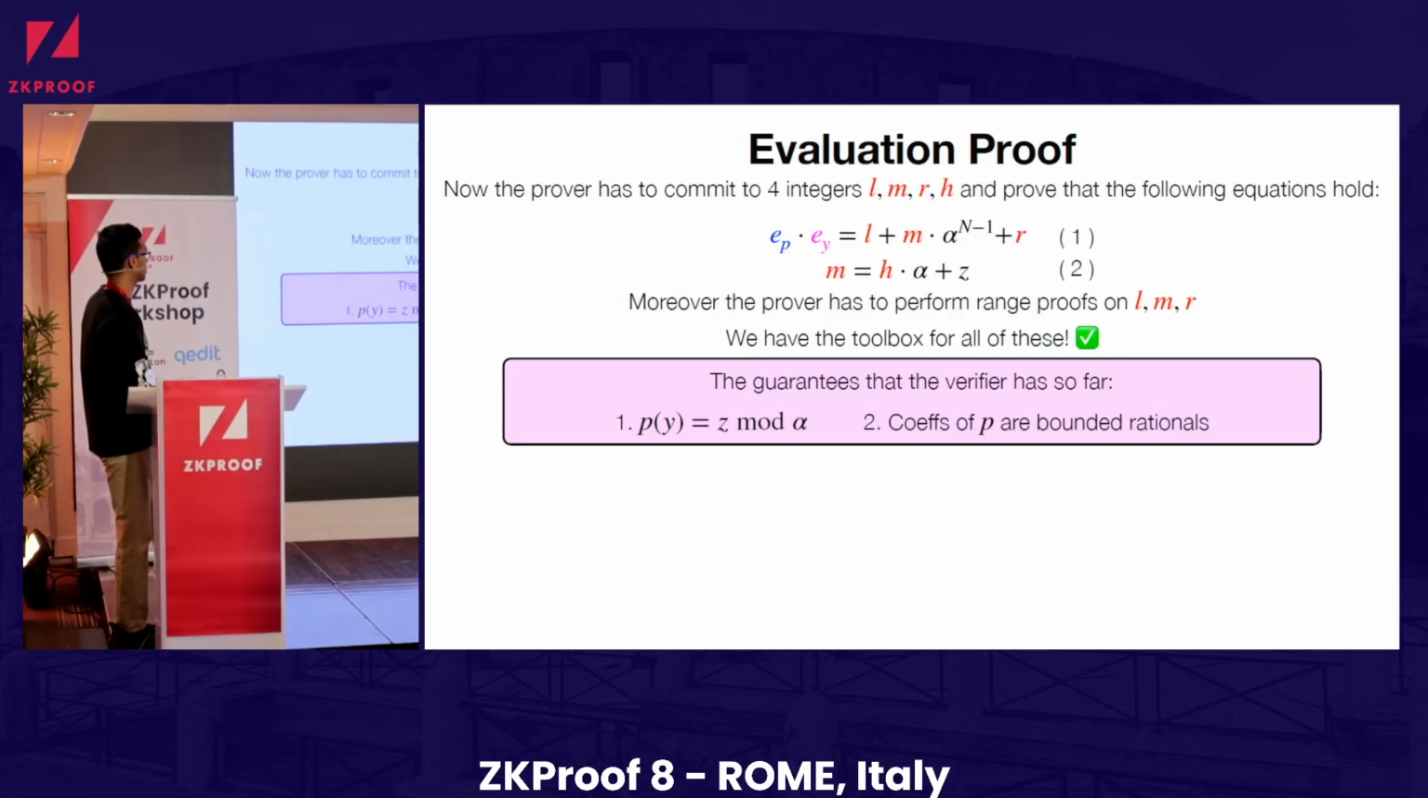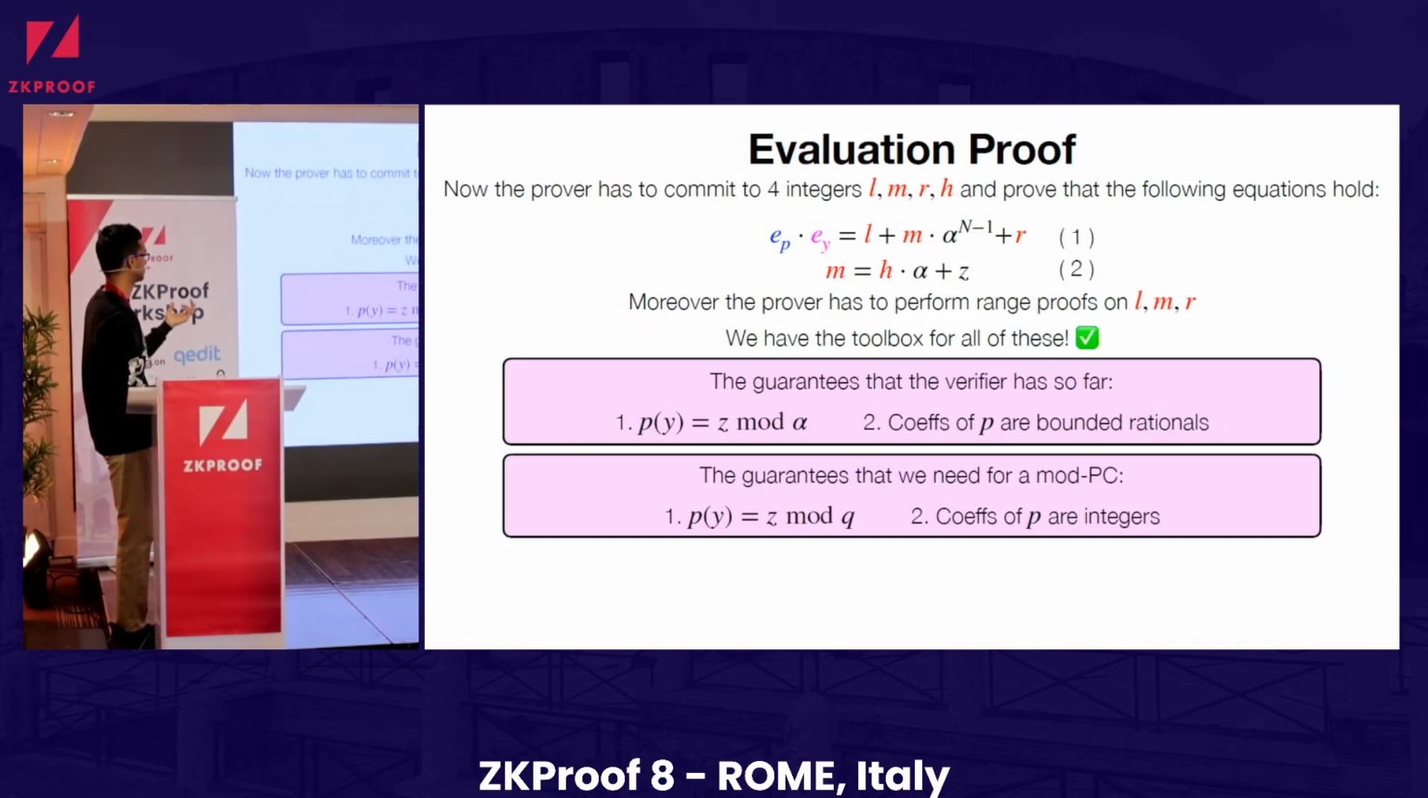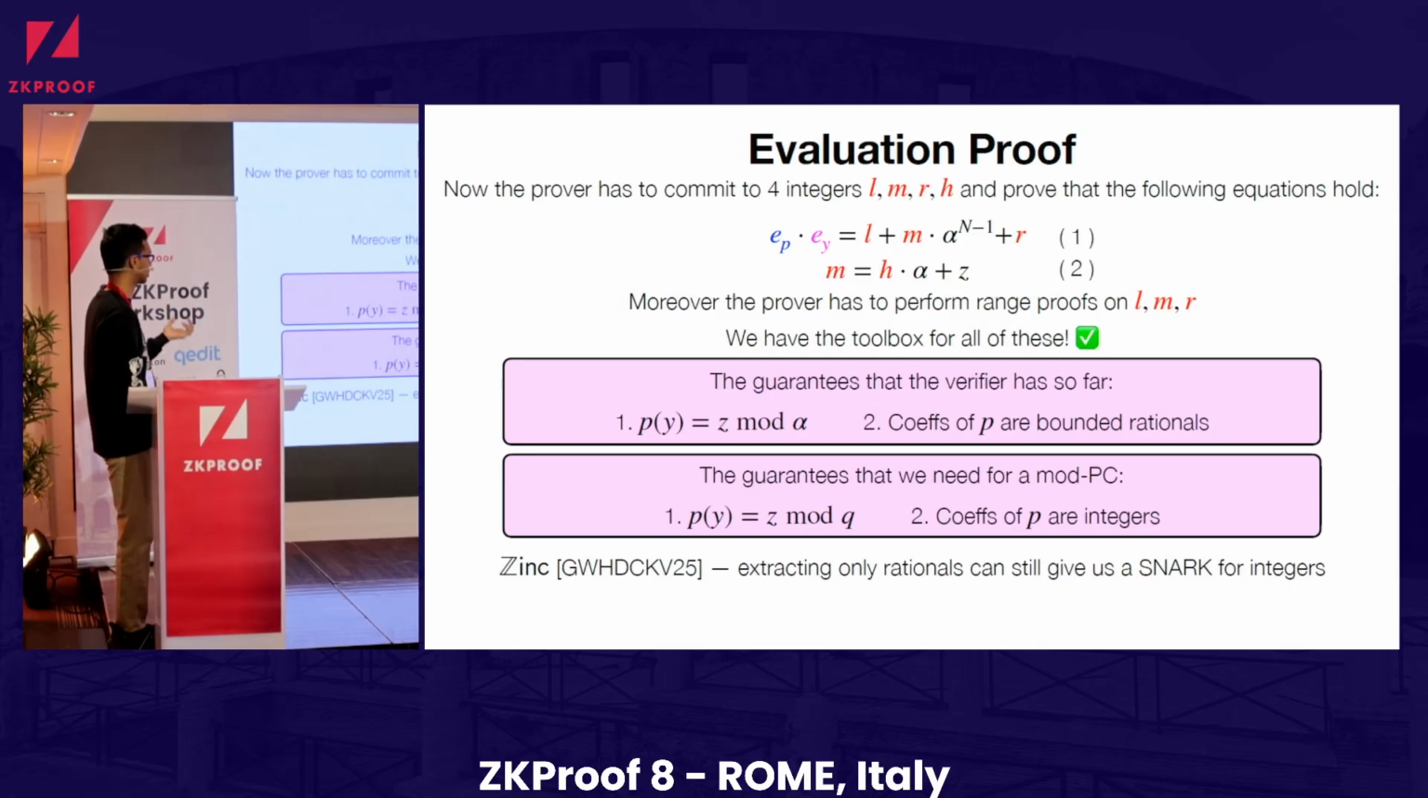But unfortunately, what do we have right now? We've shown that P of y is z mod alpha. And the coefficients, this is a technical thing that I won't cover, you can talk to me later about it, we show that coefficients of P are bounded rationals. So small numerators, small denominators, not integers, which is what we wanted. What we want is for P of y to be z mod q, and the coefficients of P to be integers. We can go from bounded rationals to integers using lookup tables or some kind of lookups, from the Zinc paper, prior work of both the last talks. So we focus on the first part. The second part I can talk to you about later. There are still open questions there.